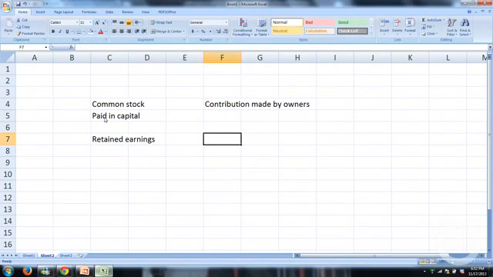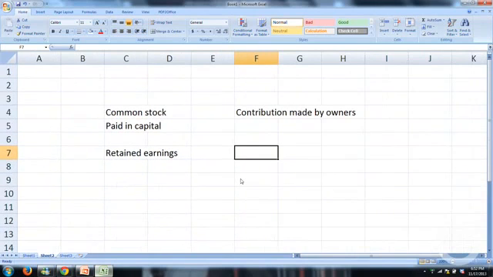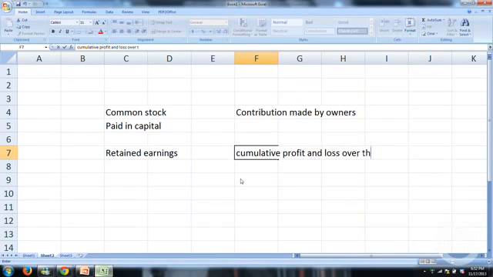Retained earnings, on the other hand, as the word suggests, is the cumulative profit and loss over the years. The cumulative profit and loss. So when the company makes a profit, they park the profit, they put the profit into retained earnings.